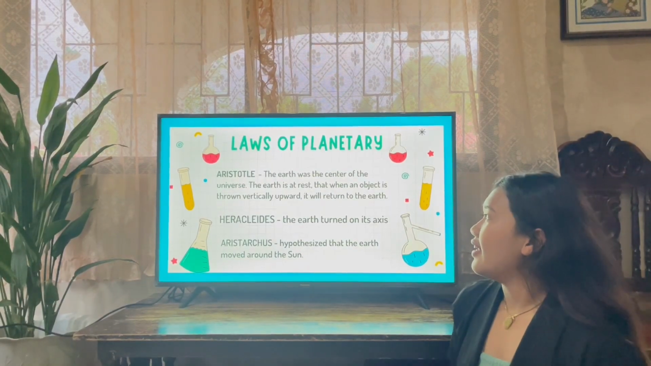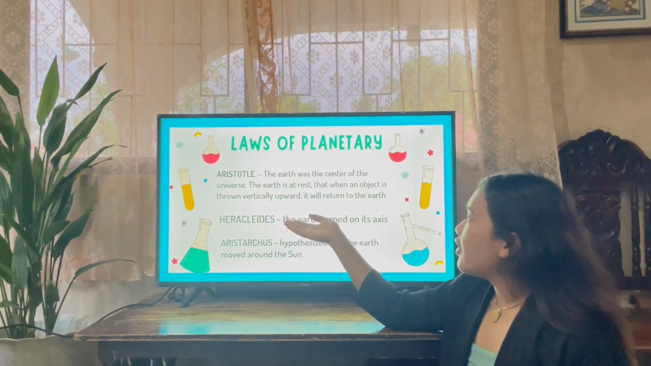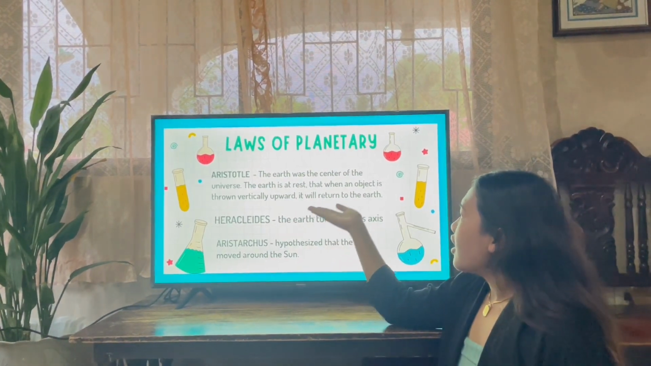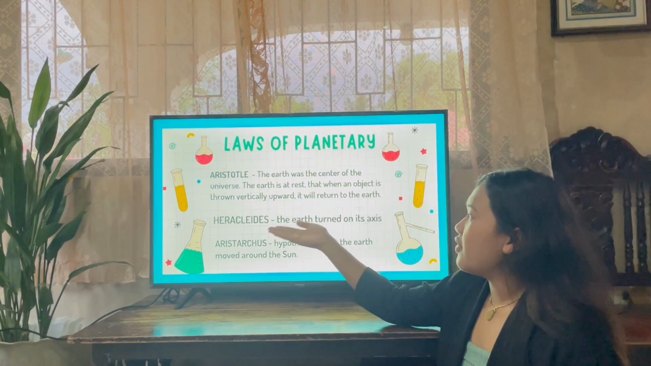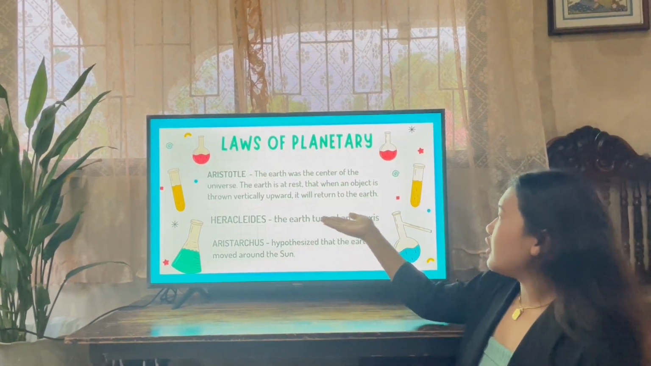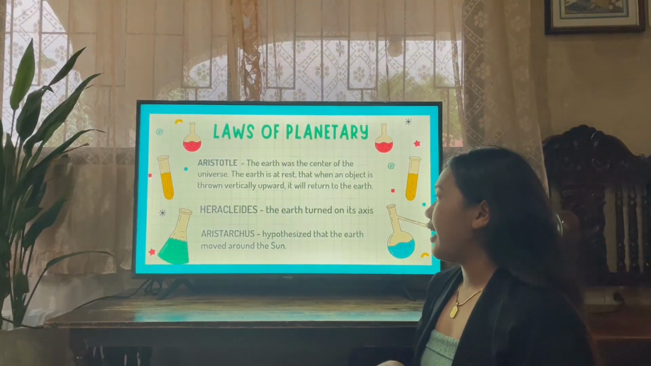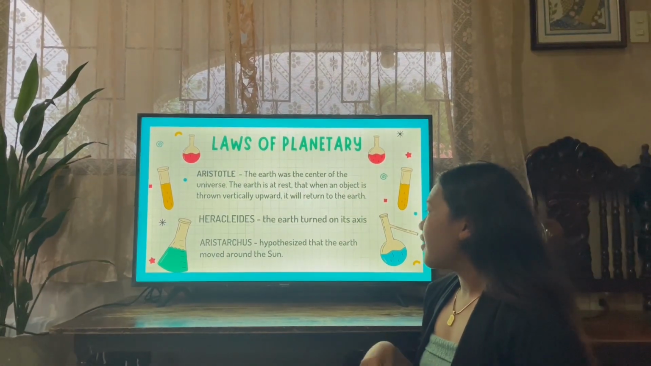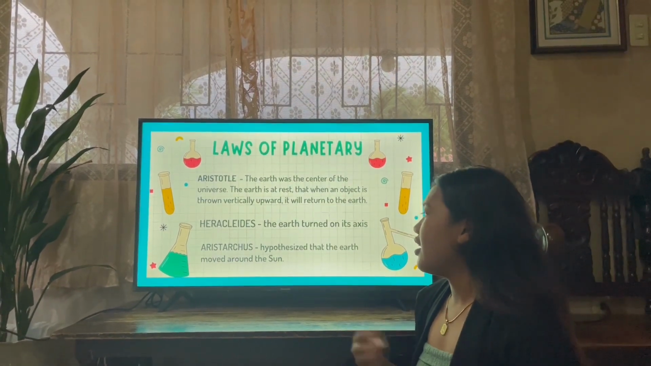Laws of planetary motion. Aristotle: the Earth was the center of the universe. The Earth is at rest, so that when an object is thrown vertically upwards, it will return to the Earth. Heraclitus: the Earth turned on its axis. Aristarchus hypothesized that the Earth moved around the Sun.